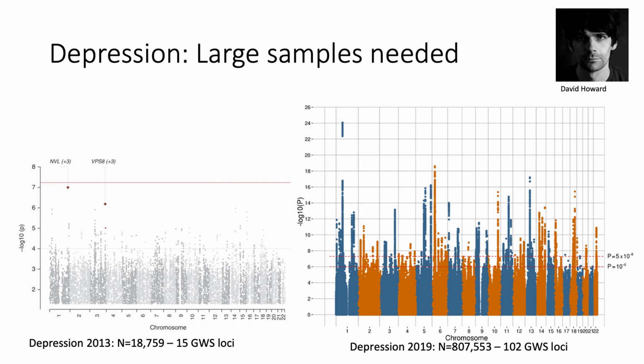So you can see here, this is an example of the first Psychiatric Genetics Consortium, PGC, depression GWAS in 2013, which had nearly 19,000 people, so still, compared to most other fields, a really significant sample. They found 15 genome-wide significant loci, which was still an improvement on previous efforts. But compare that to David Howard's work, who led this most recent PGC depression paper, who's at the SGDP: a sample of over 800,000 people and over 102 genome-wide significant loci.